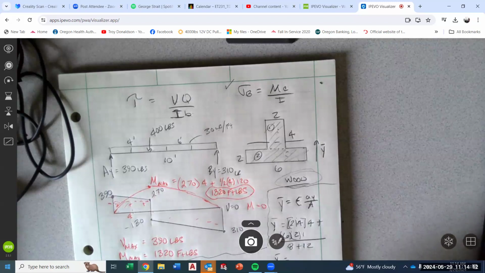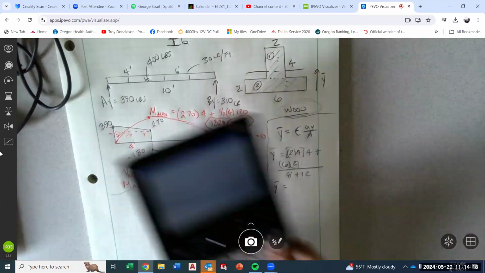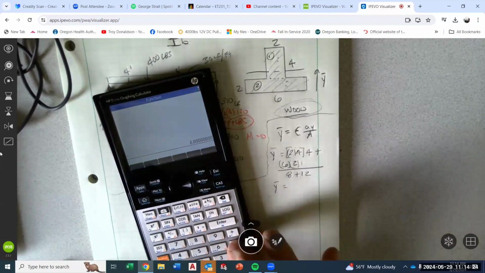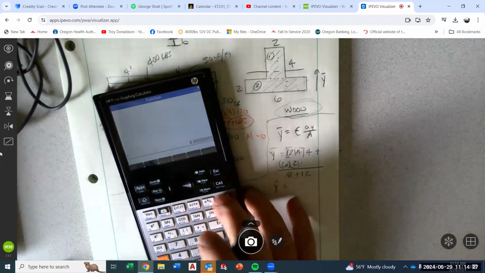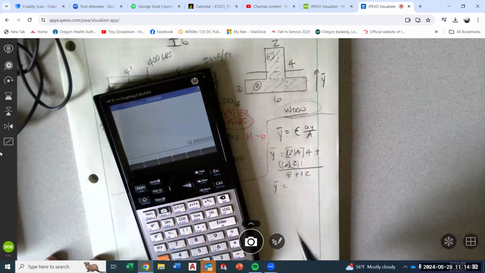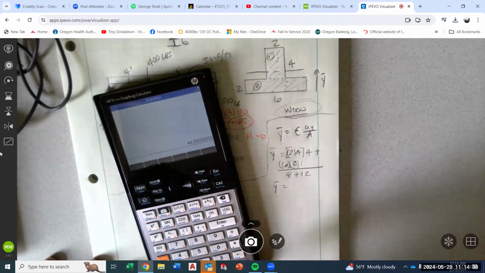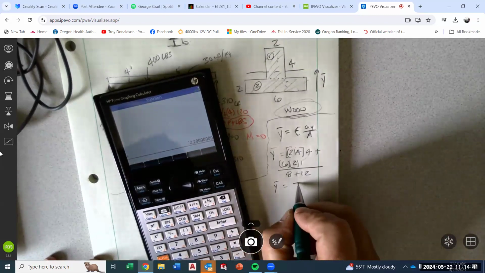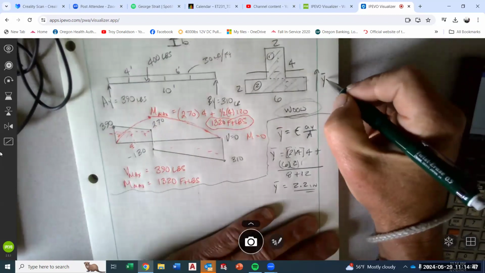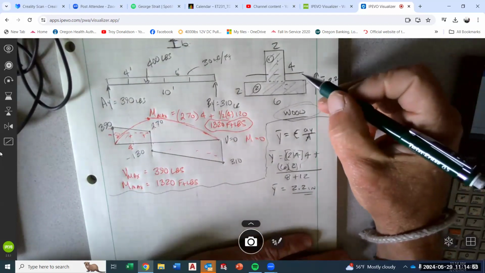So y bar equals, and this is the location of the neutral axis. Let's see if I can run this. So that's 8 times 4, that should be 32. This is 6 times 2 is 12. So I got to add 12 to it. So I end up with 44 on top and then 20 divide. Looks like 2.2 inches. So that's the location of y bar, 2.2. Okay, and that's to here.